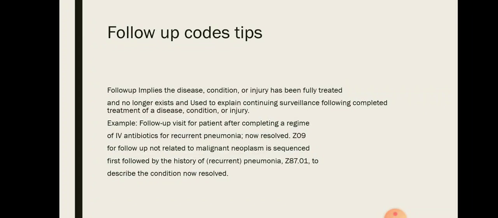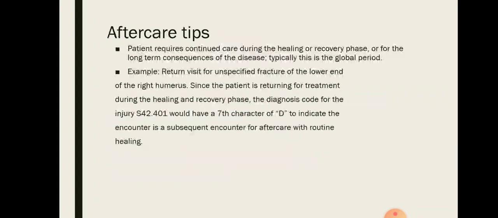One more example I can tell is where a neoplasm is removed and a patient comes for a follow-up visit. Then in that case, instead of Z09 you have to use Z08, and you have to give a history code of that particular part of the neoplasm. So if it's a neck neoplasm, you have to give a history of neck neoplasm code along with Z08. That is for neoplasm, but other than neoplasm you have to use Z09.